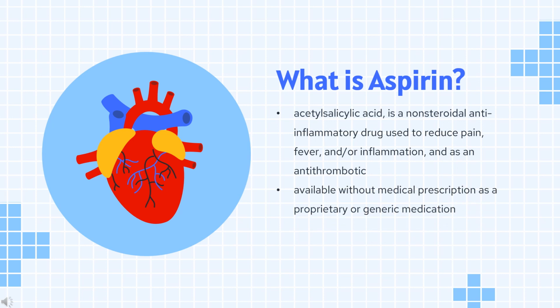What is aspirin? Aspirin, also known as acetylsalicylic acid, is a nonsteroidal anti-inflammatory drug used to reduce pain, fever, and/or inflammation, and as an antithrombotic. Specific inflammatory conditions which aspirin is used to treat include Kawasaki disease, pericarditis, and rheumatic fever. Aspirin is available without medical prescription as a proprietary or generic medication in most jurisdictions.